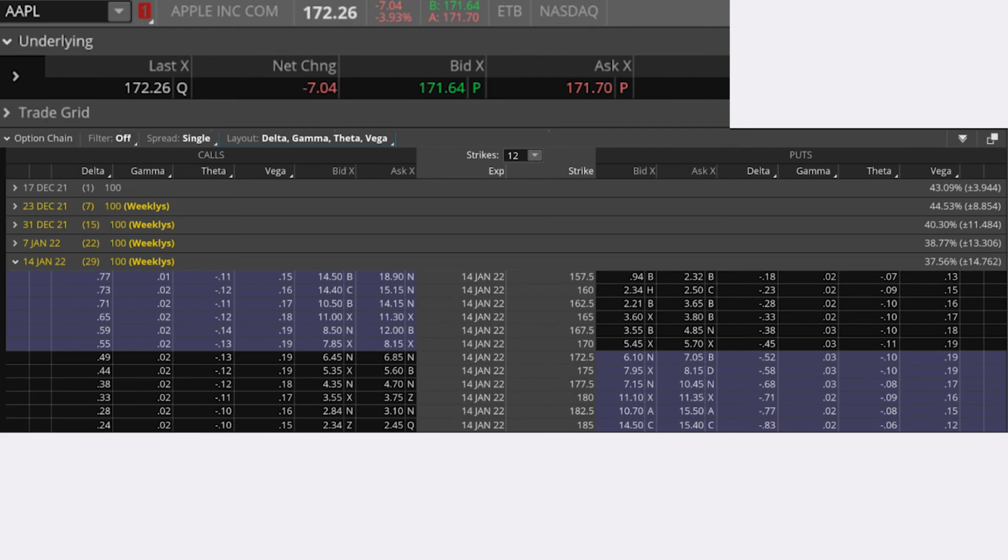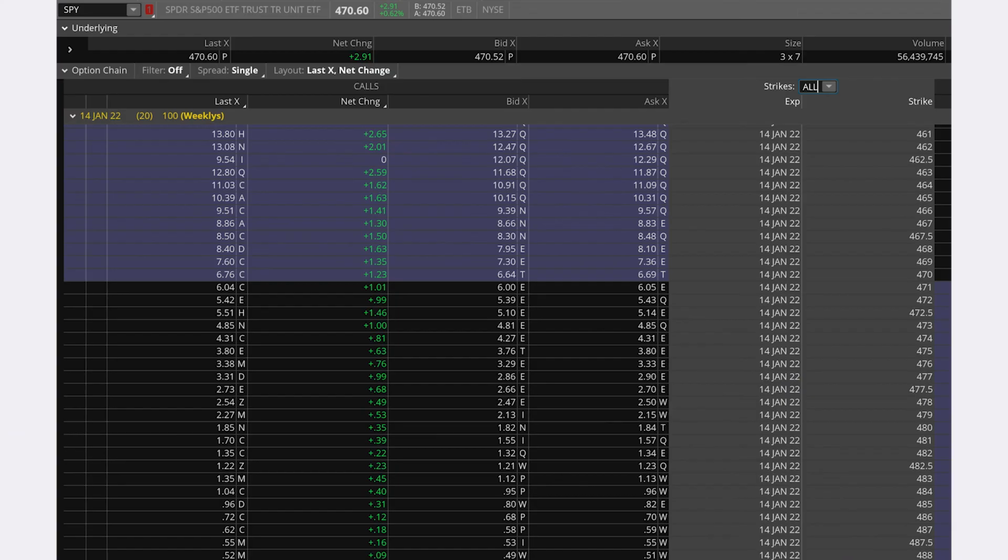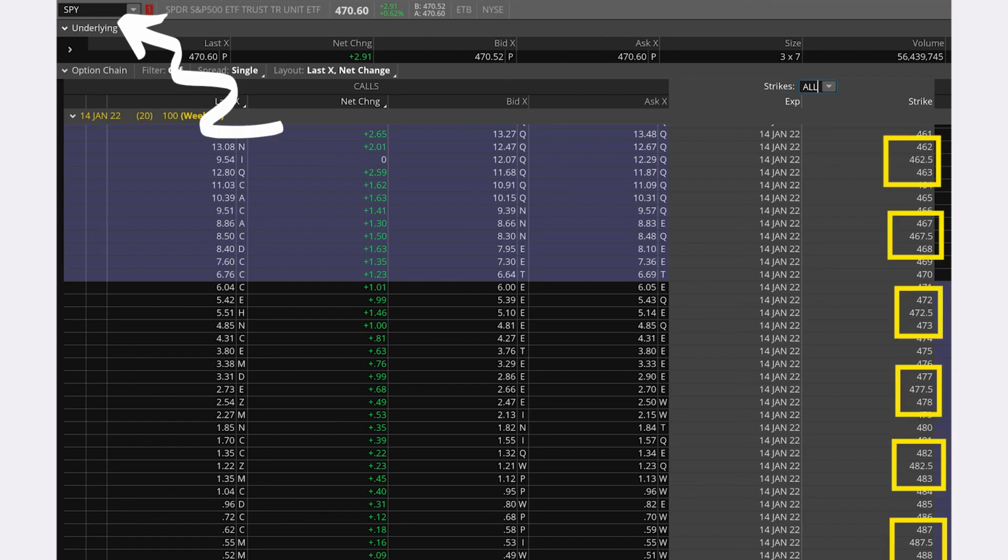Many stocks have increments of $1 or more. Those stocks or ETFs that have more liquidity, you can see strike increments of 50 cents. The smaller the increment, the more liquidity the underlying has, such as SPY.